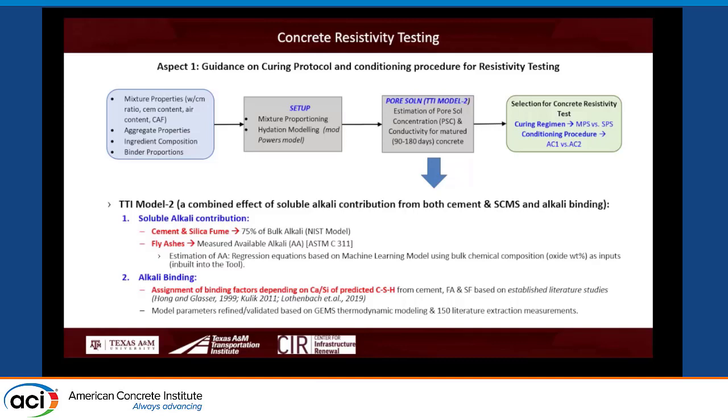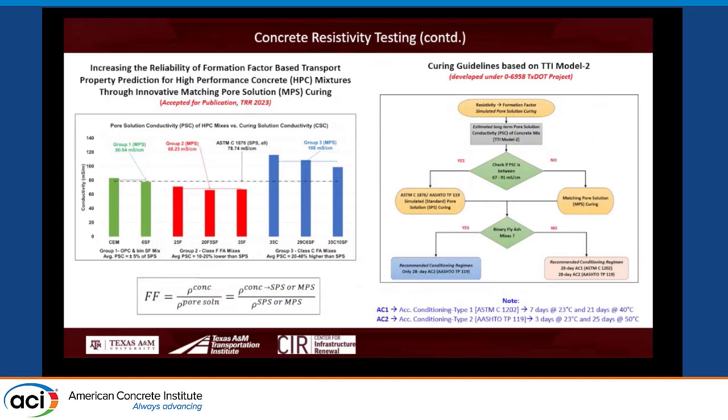We collected all the good work. This is the alkali binding. They did extremely good work, so we use their work to introduce the alkali binding in our model. And for the model parameters, we extensively use thermodynamic modeling to validate. This is the most important step: if you want to do a resistivity test, what kind of curing and what kind of conditioning, that's very important. We spent a lot of time to develop that. This is the backbone of our work. I'm giving the summary of a couple of years of research.